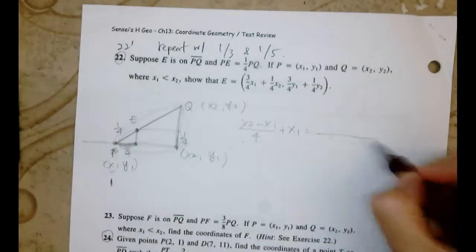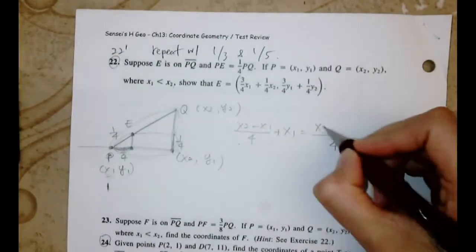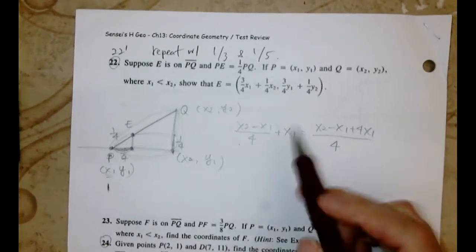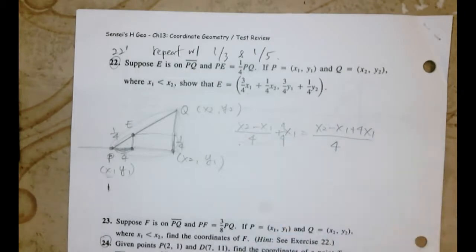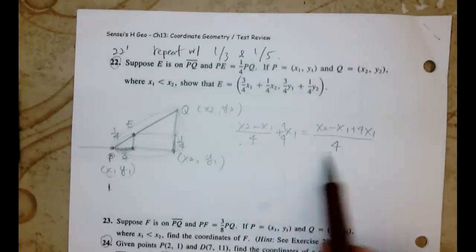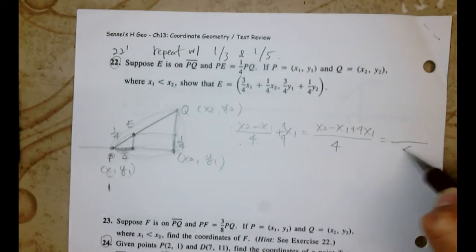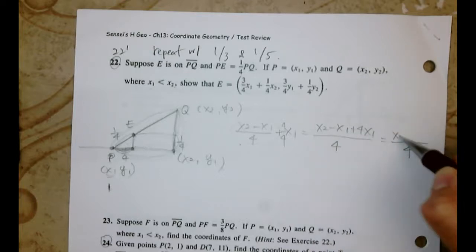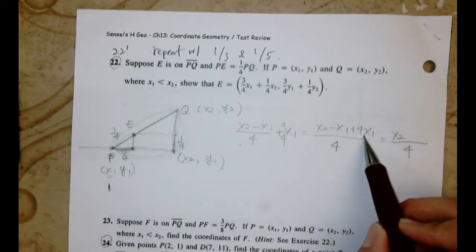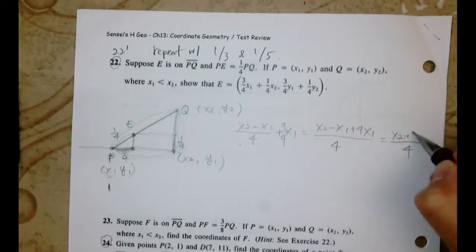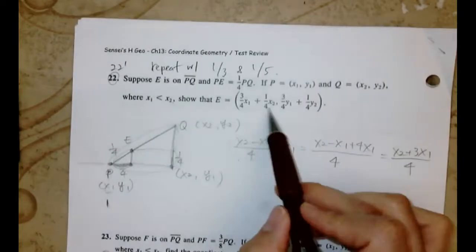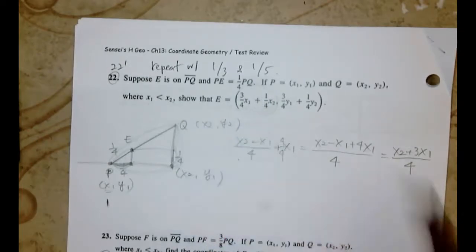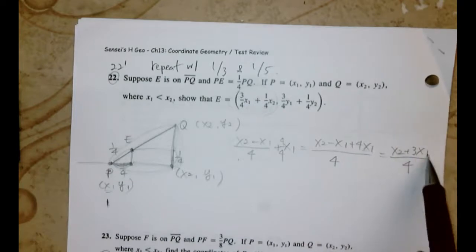So this is (x2 minus x1) over 4 plus x1. To combine the common denominator, you make x1 into 4x1 over 4. So you get x2 minus x1 plus 4x1 over 4, which gives you (x2 plus 3x1) over 4. That's three quarters of x1 plus a quarter of x2.